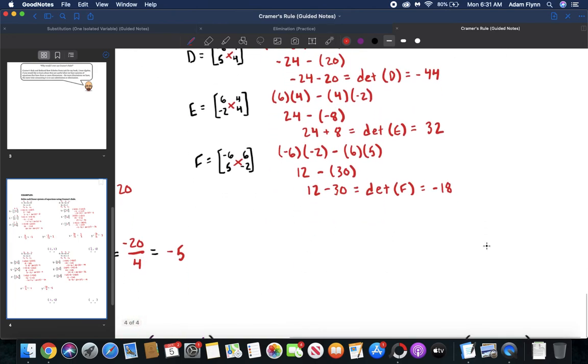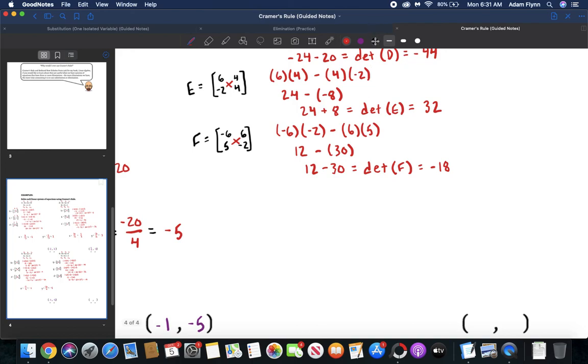Okay, so I have my three determinants now. So now I can finally solve for x and y. So when I do that, for x I will have 32 divided by -44. 32 and -44 are both divisible by 4. So if I divide 32 by 4, I get 8. And if I divide 44 by 4, I get negative 11.